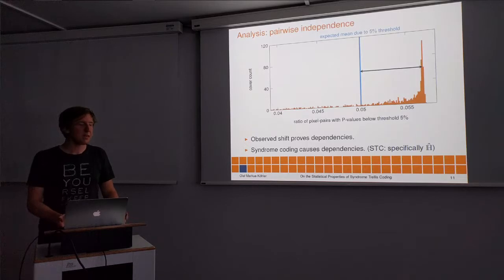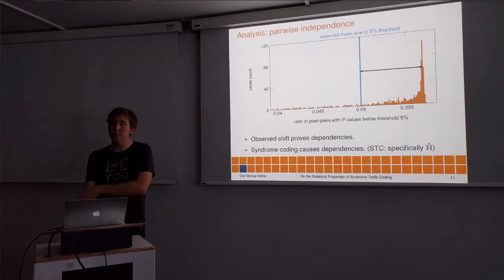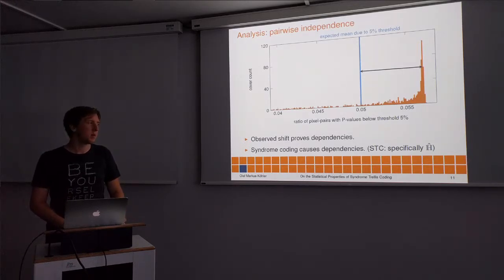So the interesting thing is that in case of syndrome Trellis coding, these dependencies are based on the coding matrix because it defines how dependencies are formed. More specifically, the submatrix H hat has a high influence on this too, because the coding matrix itself is constructed by the submatrix H hat.